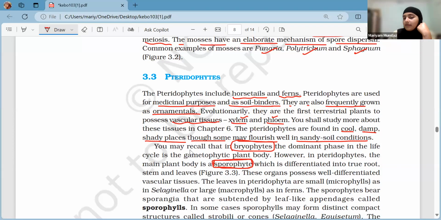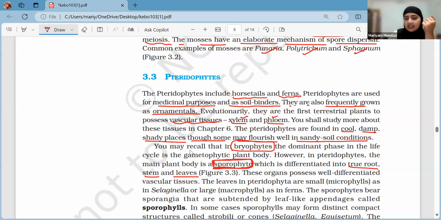Haploid. Sporophyte. Diploid. Sporophyte is diploid. Yes. And gametophyte is haploid. Okay. Now, this sporophyte is differentiated. Now, since they have vascular tissues present, now they will have true root, true stem, and true leaves.